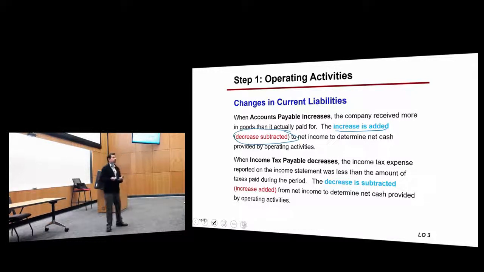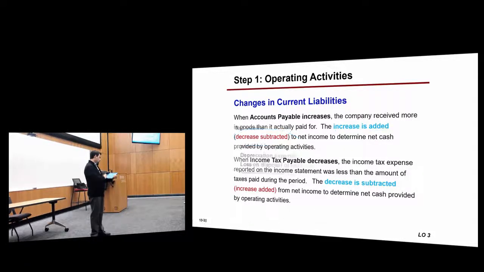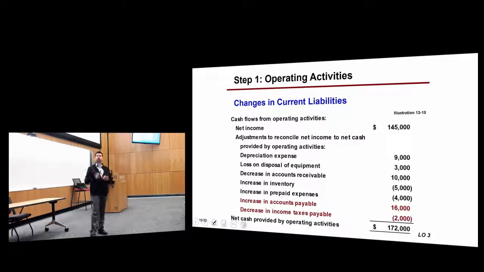Taxes payable are the same. That means you did not pay all the taxes from last year. Instead, you have more tax payables now. So what happens? You didn't pay all the taxes that you recognized as tax expense. So in this case, you have an increase in accounts payable. That's 16,000 would be added because you have an increase in liabilities.